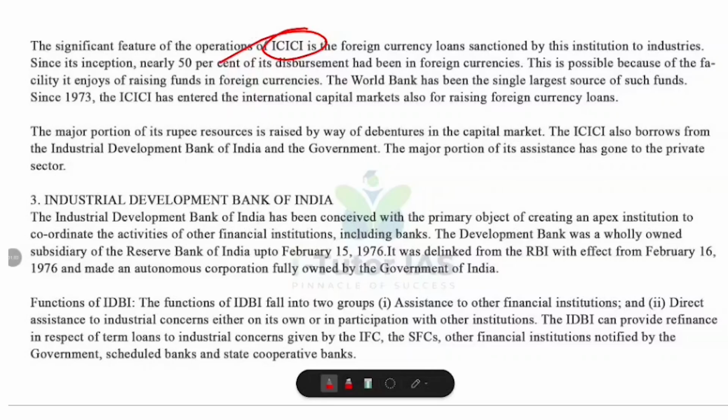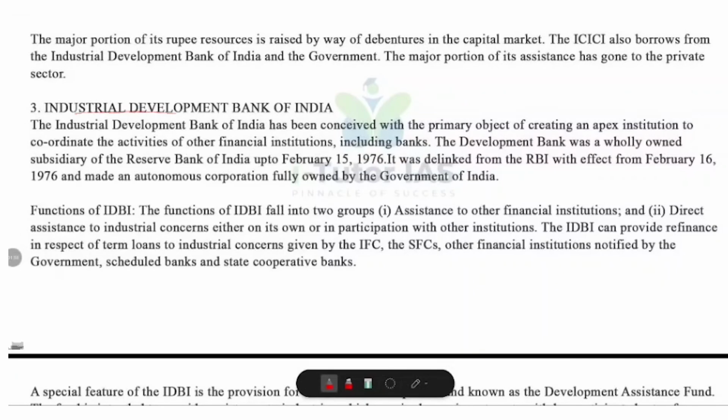Now, let's move on to our next important institution, IDBI, or Industrial Development Bank of India. So, the IDBI was established with a very special purpose. What was that purpose? To act as an apex institution. Now, what does apex institution mean? It means that IDBI was created to guide, coordinate, and supervise the activities of other financial institutions, including banks.